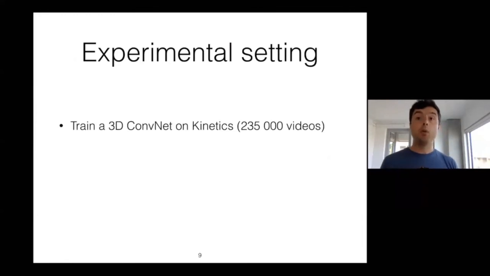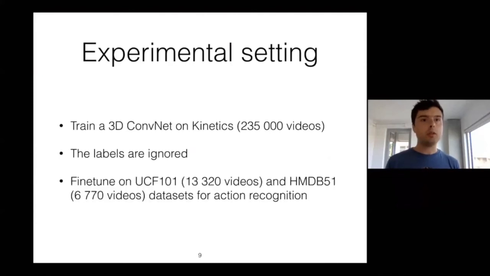Let's now analyze how effective these functions are. For these experiments, we train a 3D ConvNet on the large-scale Kinetics dataset with our unsupervised objectives. To analyze the quality of the resulting representations, we follow the protocols from prior work and fine-tune the networks on UCF101 and HMDB51 datasets for action recognition in a supervised way. Notice that these datasets are much smaller than Kinetics and cannot be used to learn deep representations directly.